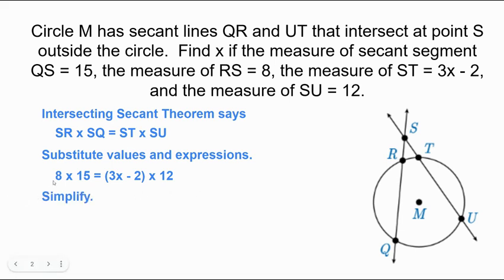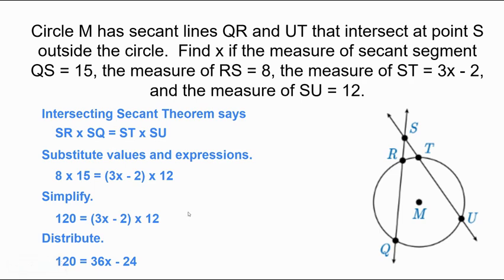We're going to simplify. So 8 times 15 over here gives me 120. And now I'm going to distribute that 12. Remember, we're going to do 12 times 3x and then 12 times 2. And that gave me 120 equals 36x minus 24. I hope this is looking like an algebra problem that you've solved before.